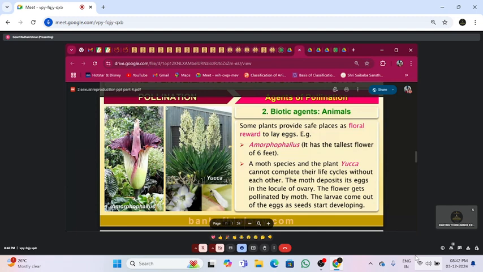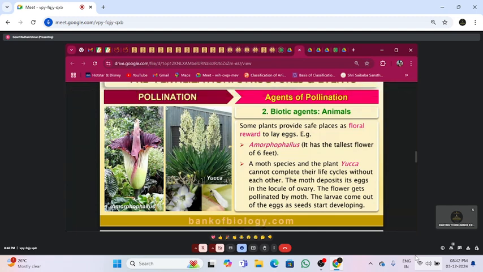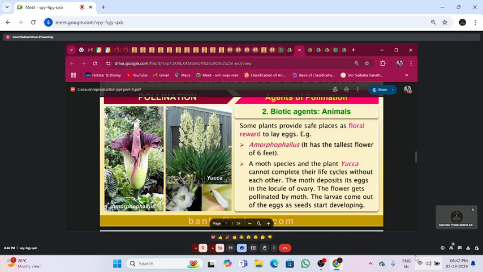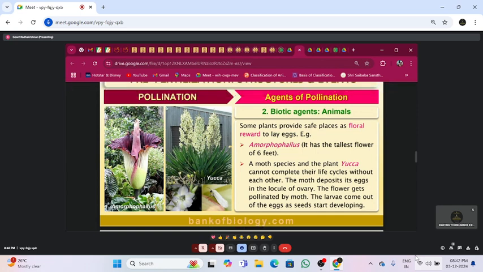See, the incentive may be different. Not only nectar, some flowers may be very big to accommodate insects to lay eggs. For example, a moth species and the plant yucca. This plant has the tallest flower, at 6 feet.